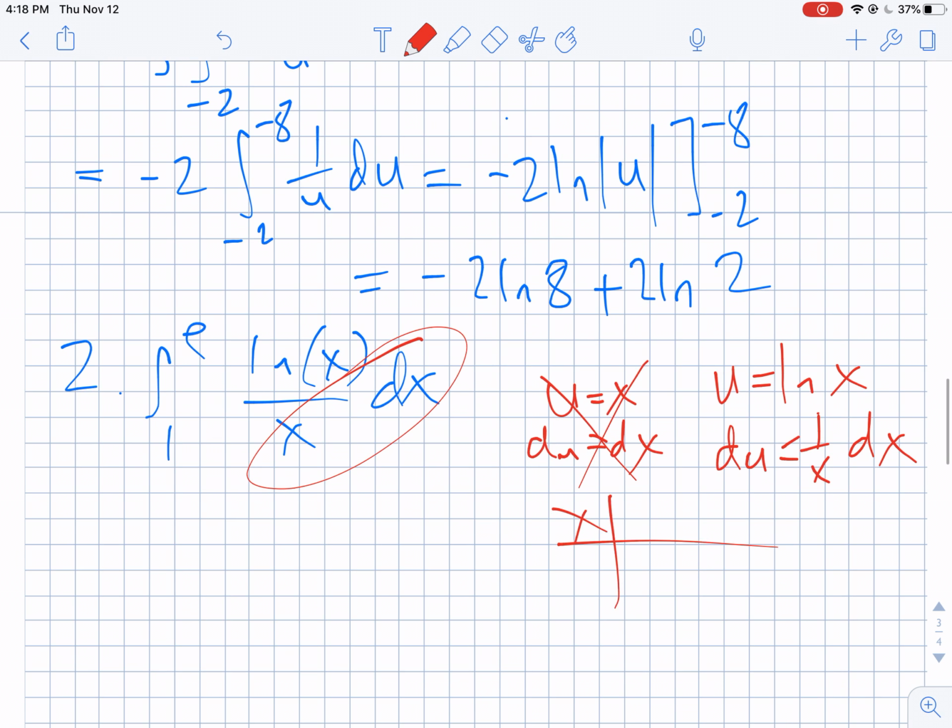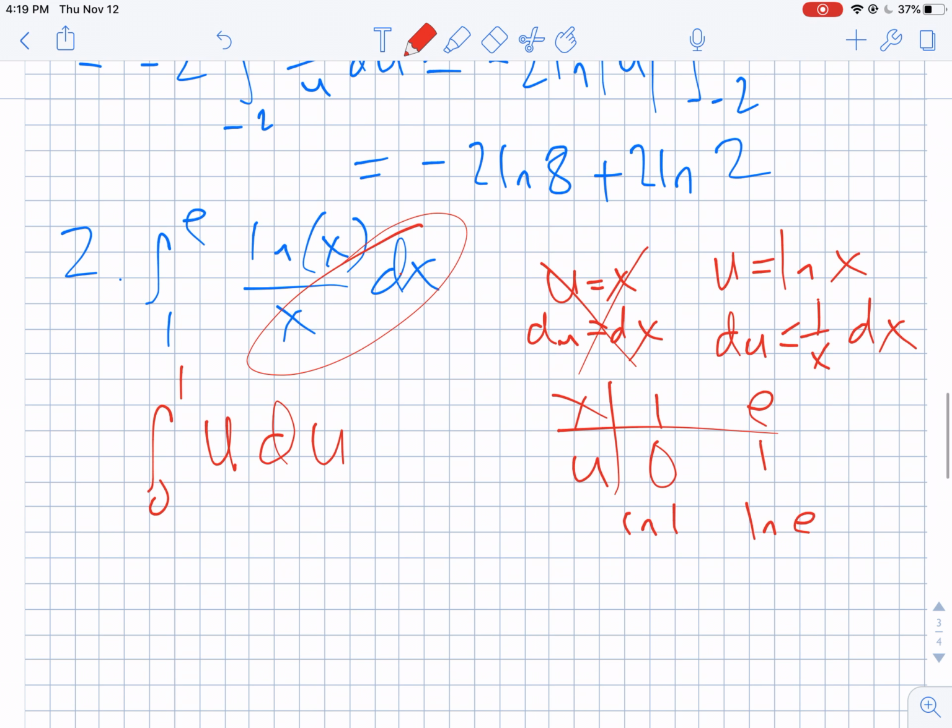Let's change the bounds as well, and that's going to work out nicely. When I take the natural log of 1, that's 0. The natural log of e is 1. So this problem works out really nicely. It becomes the integral from 0 to 1, the ln x is just u, and the dx over x is my du. So this works out really cleanly to just be u squared over 2 going from 0 to 1, which is just 1/2.